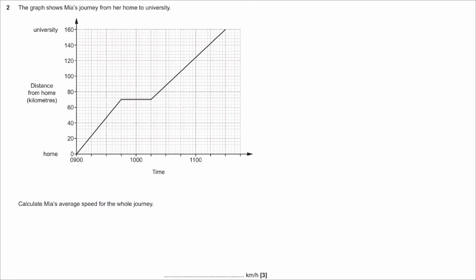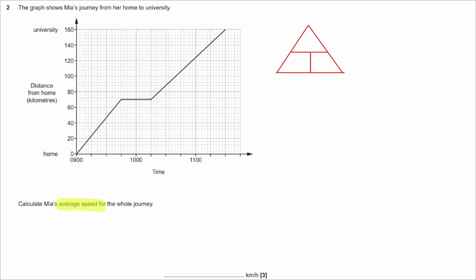Question 2 looks like a distance time graph. The graph shows Mia's journey from her home to university. Calculate Mia's average speed for the whole journey. So we're looking at speed, distance, and time here. So definitely I recommend we're going to draw out our triangle for speed, distance, and time. So here we go.